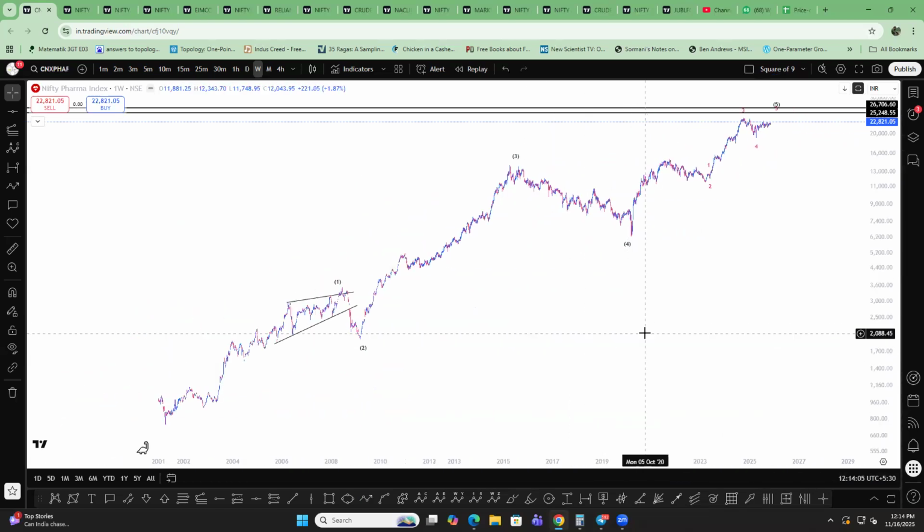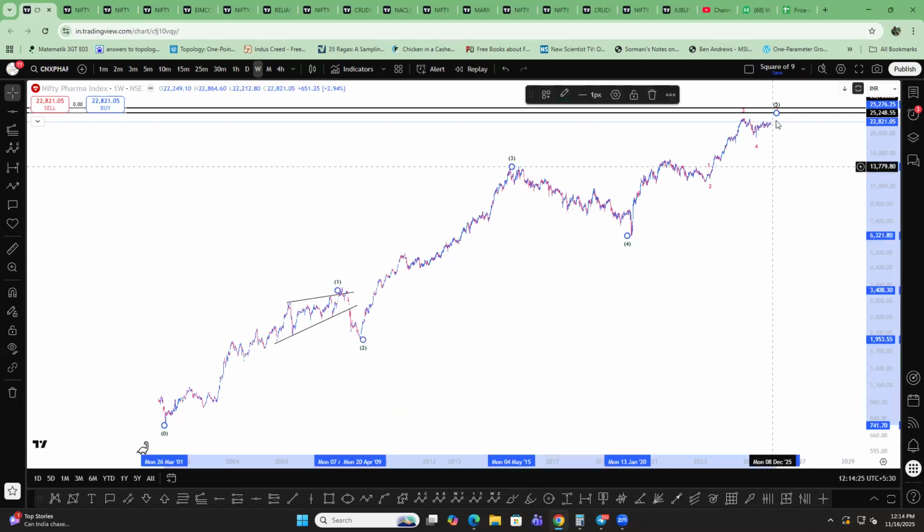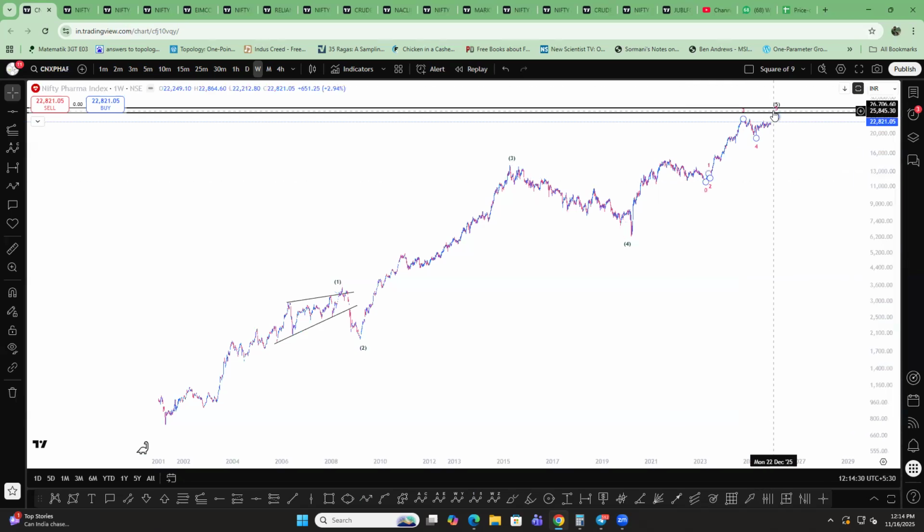For pharma, see, this is wave 1, wave 2, wave 3, wave 4, and we are in the last wave of the pharma index. So this is 1, 2, 3, 4, and 5 that will complete the pharma index. Since wave 5 is meant for profit booking, because after wave 5, a bigger ABC will come and this will destroy your capital very badly. Fine.